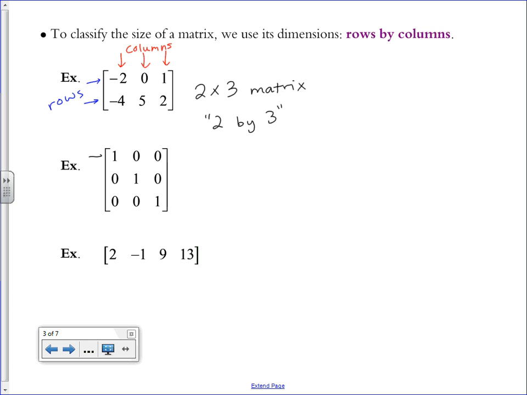The second example, I count 1, 2, 3 rows, and 1, 2, 3 columns, so this would be a 3 by 3 matrix, sometimes called a square matrix. And the final one, I only count 1 row, but 1, 2, 3, 4 columns. So this would be a 1 by 4 matrix.